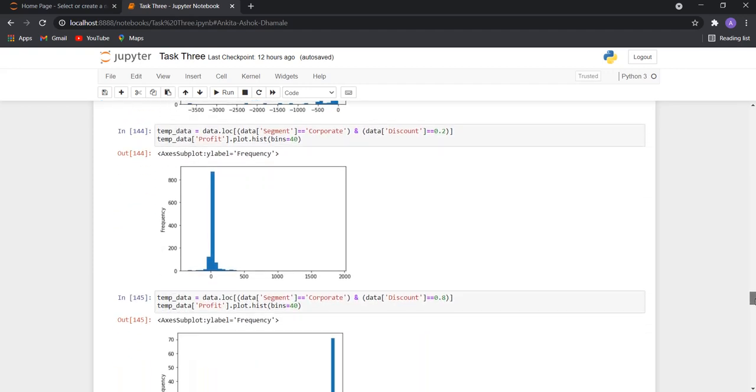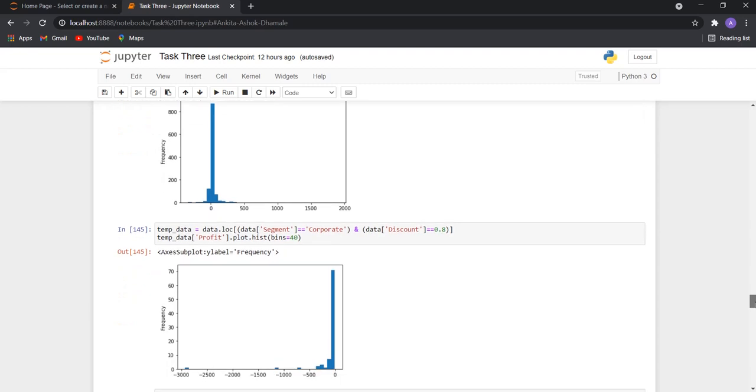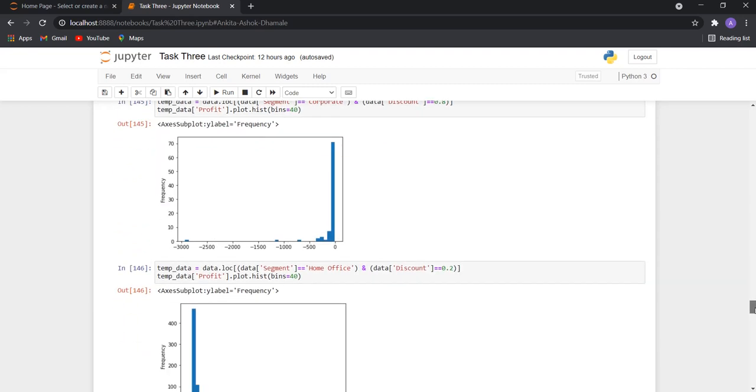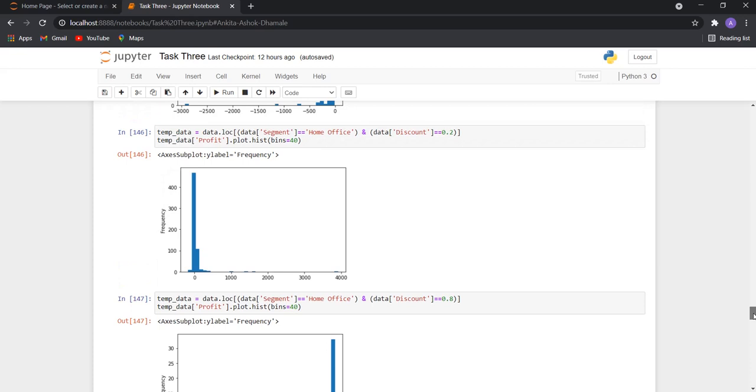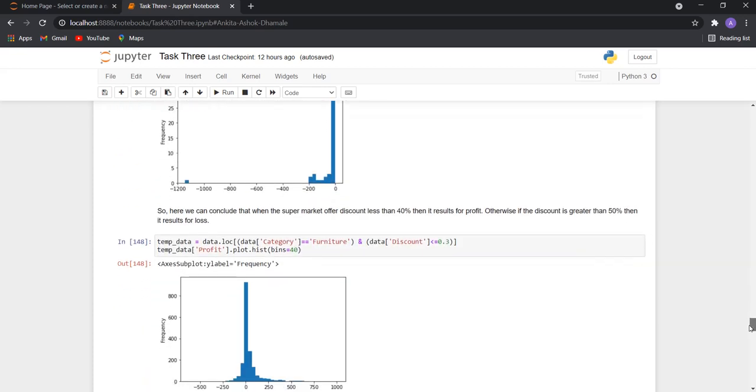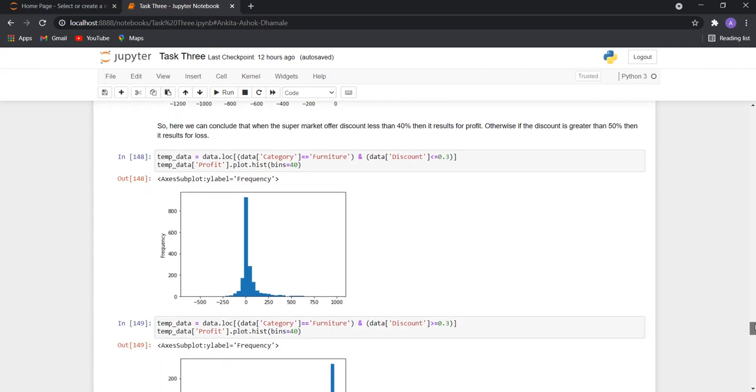Similarly, for the corporate segment, when the discount is 20%, it also gets profit to some extent, while for 80%, it's again a loss. Same applies for home office, and here we conclude that whenever the discount is less than 40%, it results in profit. Otherwise, the discount greater than 50% gives loss.